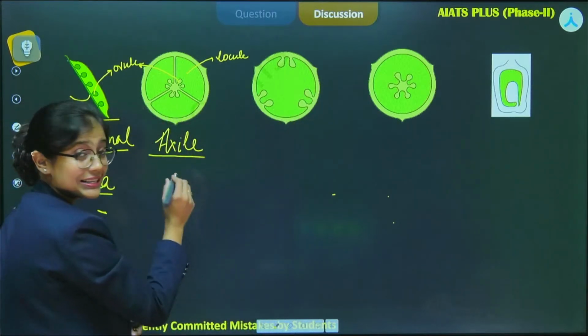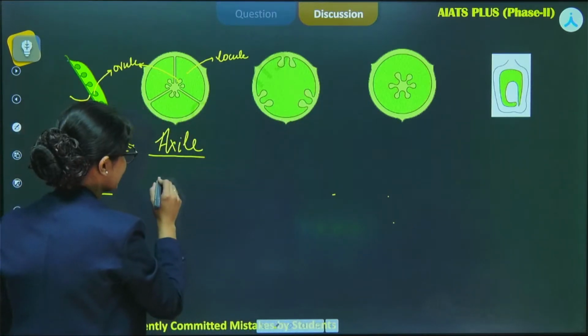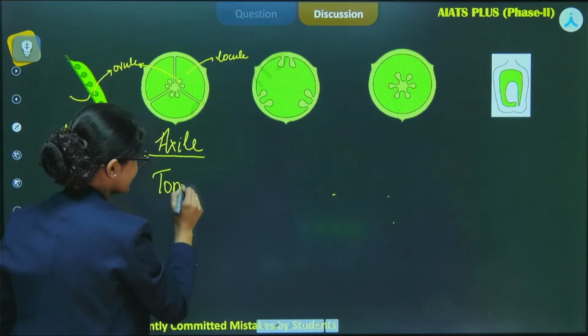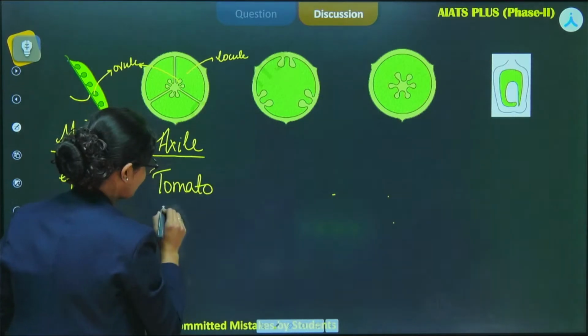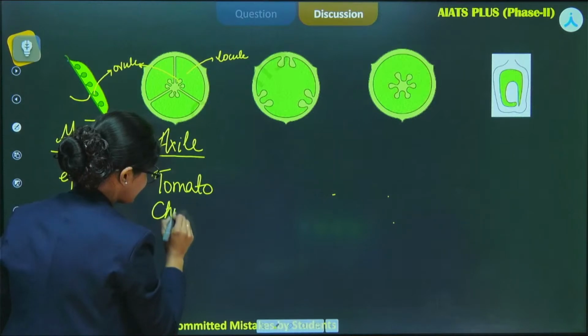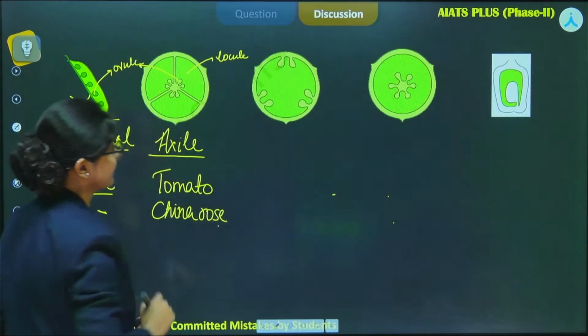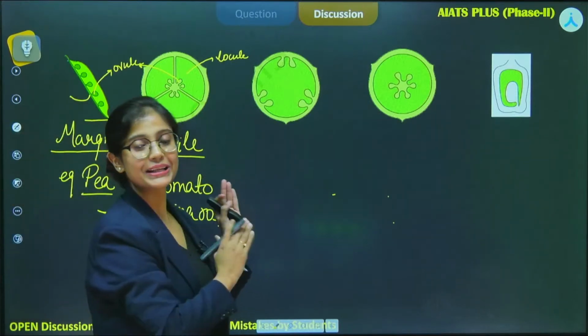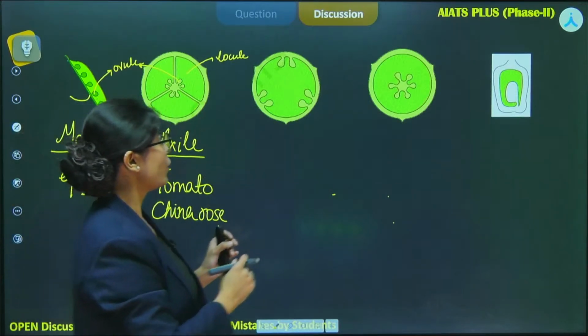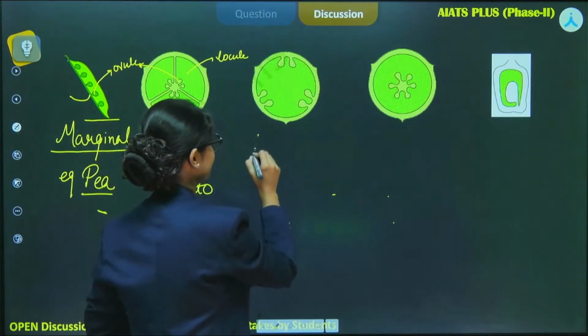Now next, the examples for axial placentation are tomato and China rose. Now let's move ahead with the next placentation type, which is parietal.